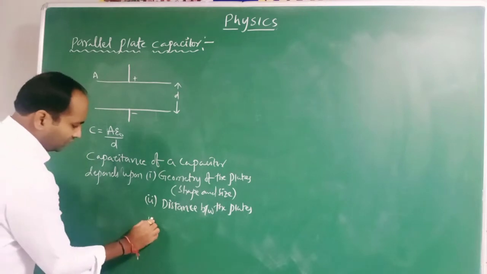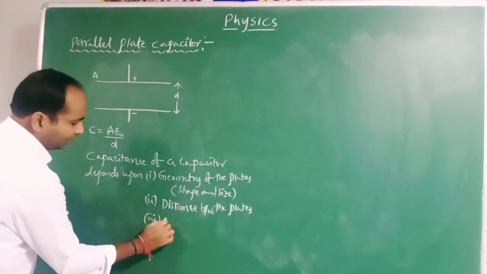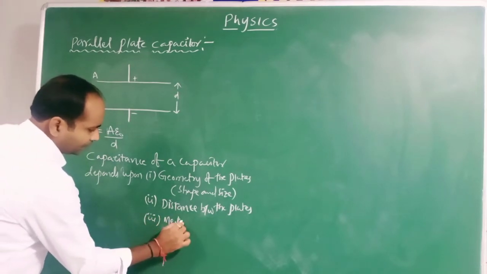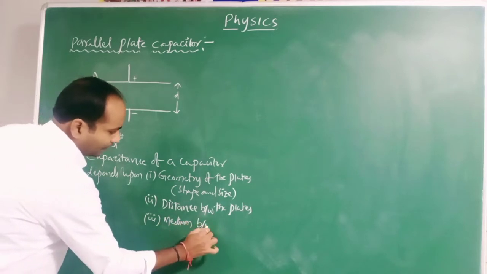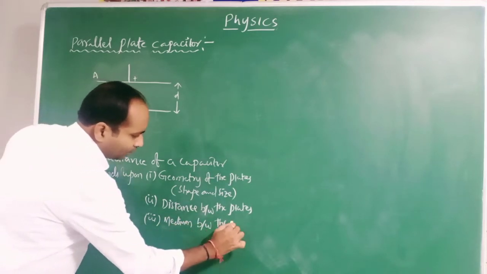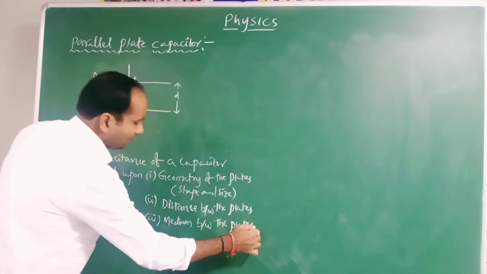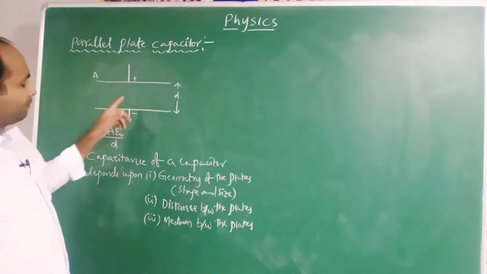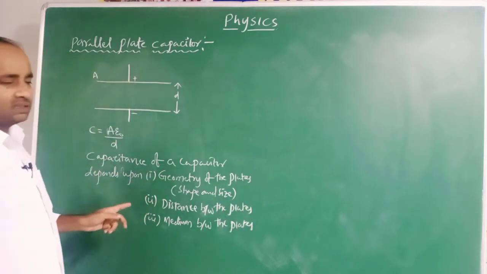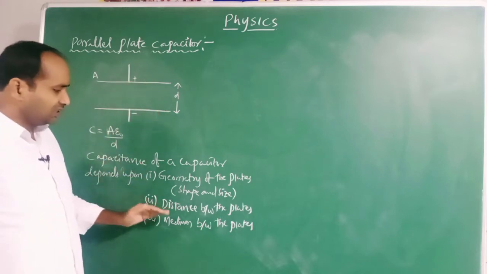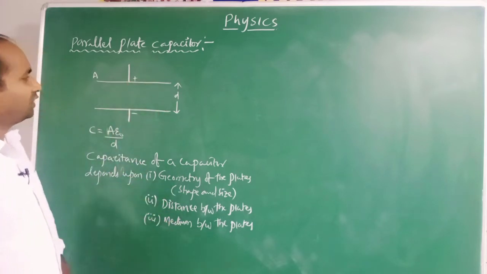And the third one is the medium between the plates. So the capacitance depends upon three factors: the shape and size of the plates, the distance between the plates, and the medium between the plates.